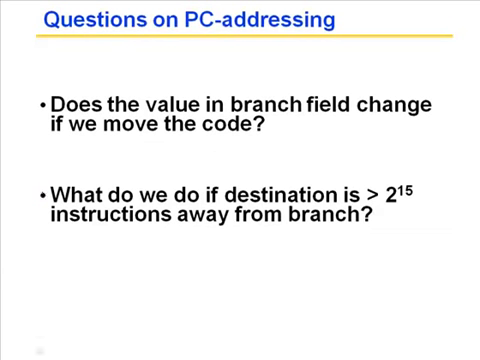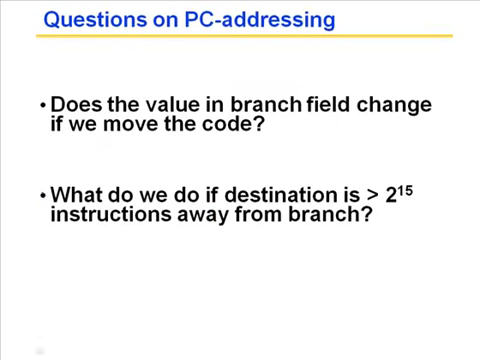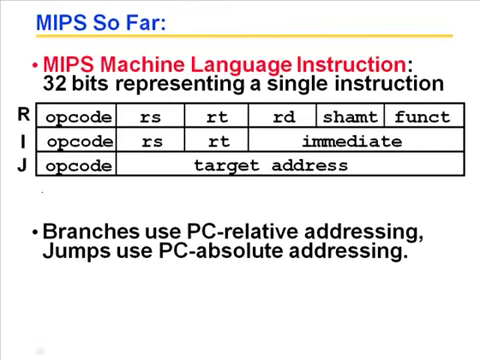So does the value in the branch field change if we move the code, and what do we do if the destination is greater than 2 to the 15 instructions from the branch? Does the value in the branch field change if we move the code? Yeah, absolutely. Well, if you move the code entirely, no. If you start adding things to the code, then yes. And what do we do if the destination is greater than 2 to the 15? 32 bits representing a single instruction.